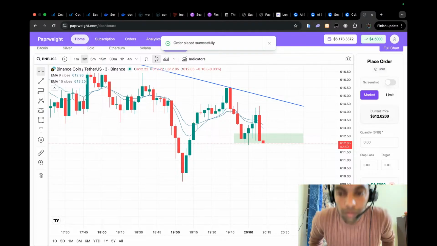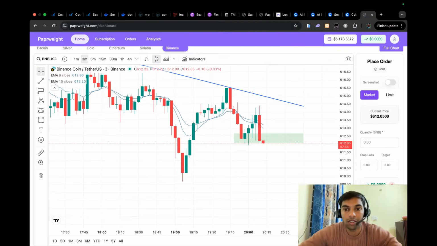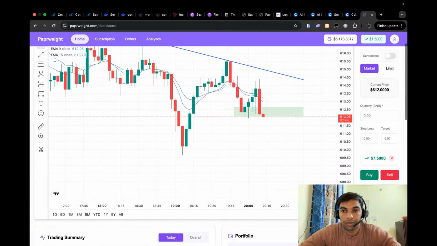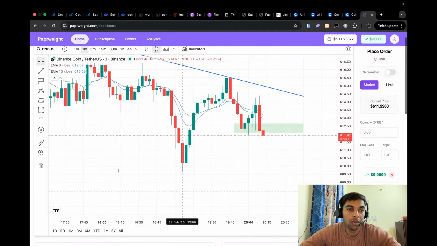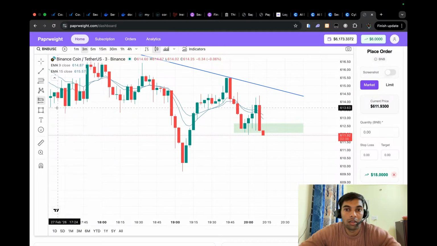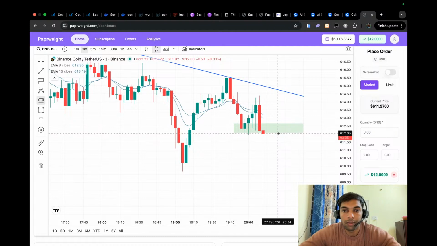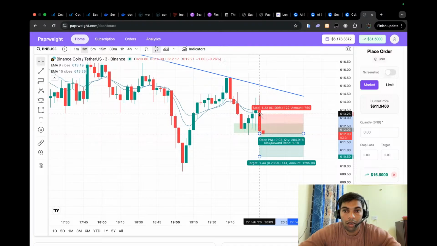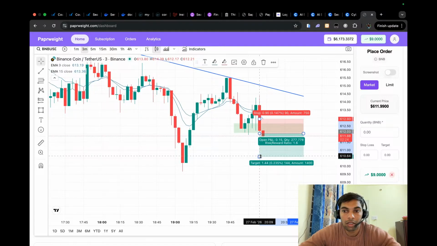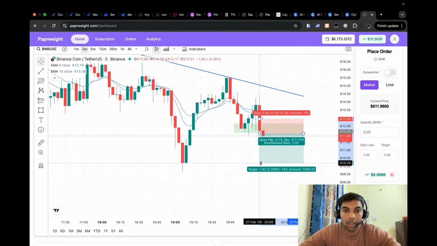I sold 150 Bitcoins. Oh, sorry, Binance coins. Let me see where I sold it. 612. So this would be my stop loss, $150, and this would be my target.